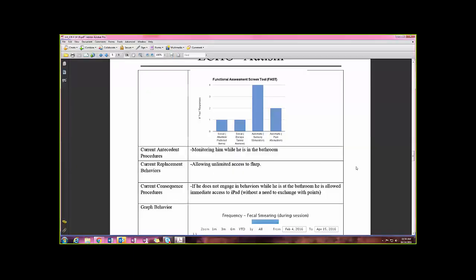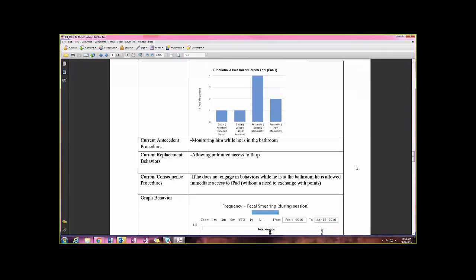Our interventions were monitoring him consistently when he's in the bathroom, either taking a shower or sitting on the toilet, by mom, obviously, and allowing him unlimited access to FLARP. I'm not sure if you all are familiar with what FLARP is, but it's a gooey substance that feels kind of wet, but it's not really wet, because when you take it away, your hands are completely dry. So he was given unlimited access to that FLARP at any time during the day, except at the time that he's in school, because the school wasn't able to allow that while he was there with other kids.